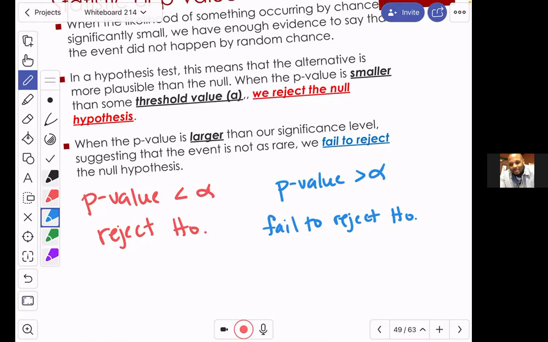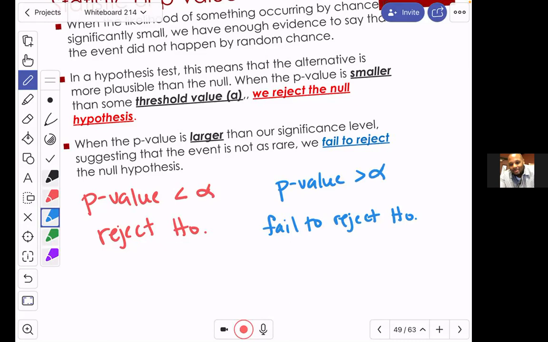What I mean by that is when I reject, I don't reject you being guilty. I don't ever reject you being guilty because you being guilty was never in question. It was your innocence that was in question. So I always reject with respect to the assumed truth. And when I say fail to reject, here's what this means.